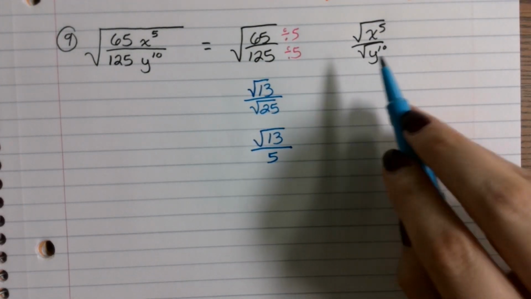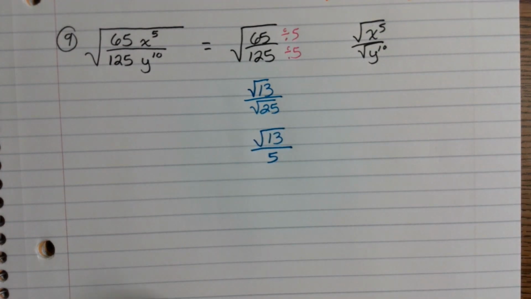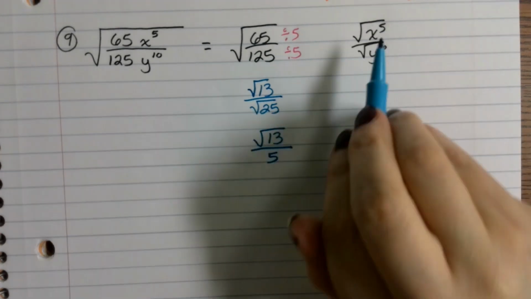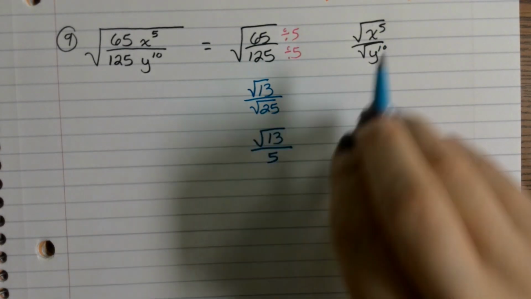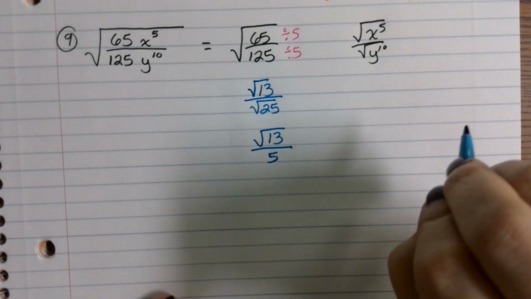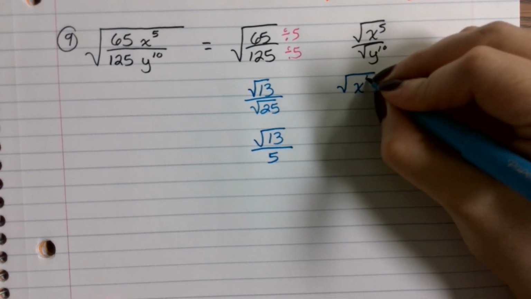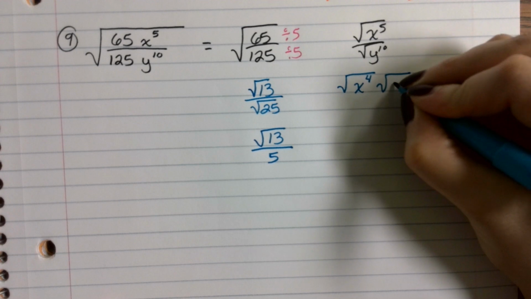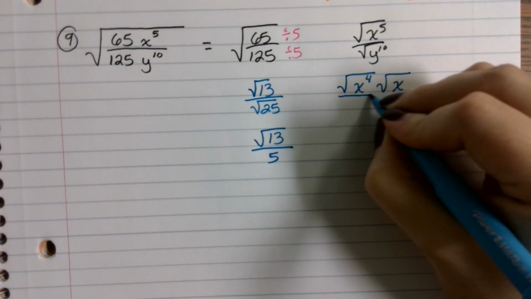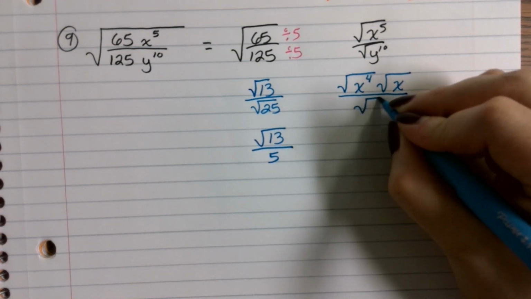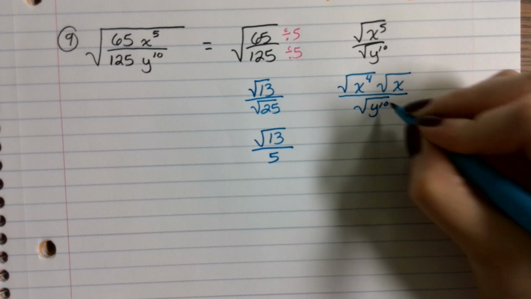Is your denominator a perfect square? Yes. Your denominator is a perfect square. Is your numerator perfect? Can we factor it? Yeah. So we can factor it to square root of x to the 4th, square root of x, and then we'll leave the denominator alone, square root of y to the 10th, because it's already a perfect square.